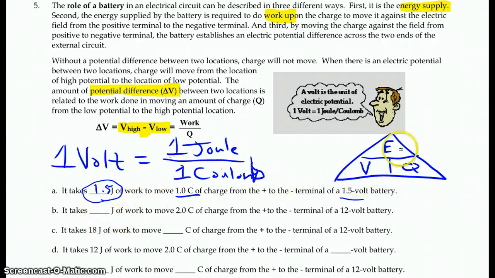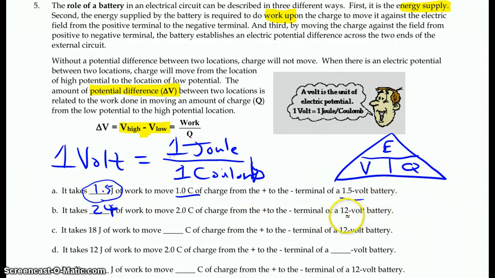Again, if I need the energy, I'm just going to multiply the potential that I need to get by the charge that I'm moving. 12 times 2 is 24. Now, notice how much larger 24 joules is than 1.5 joules.